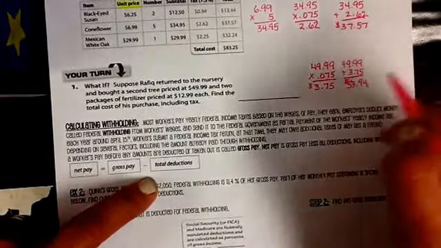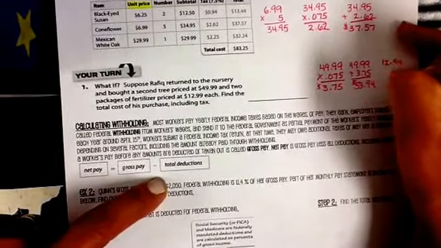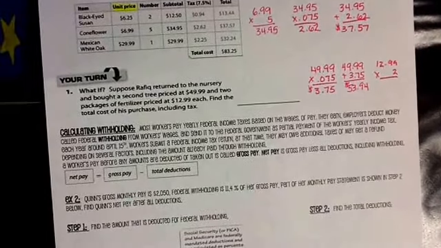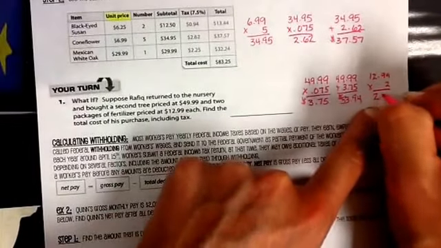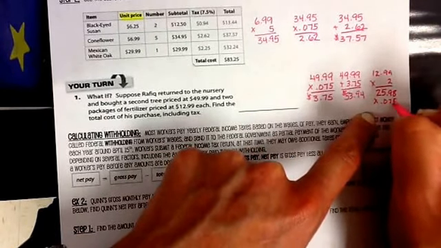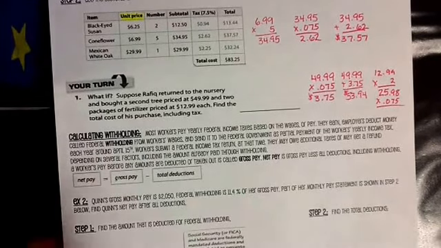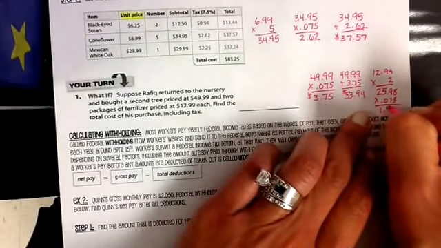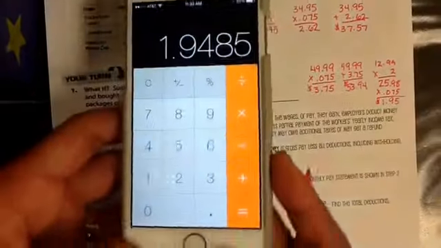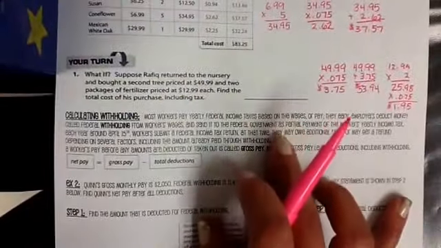When I add it back with my calculator, I end up getting $53.94. Well, now he's also buying 2 packages of fertilizer, so you're going to have to do $12.99 times 2 in the calculator, and you should have gotten $25.98. And then you have to find the tax on $25.98. So times 7.5%. Rounding correctly, you should have got $1.95. This time, rounding to the hundredths place, 5 or more raise the score, so you should have got $1.95 there.